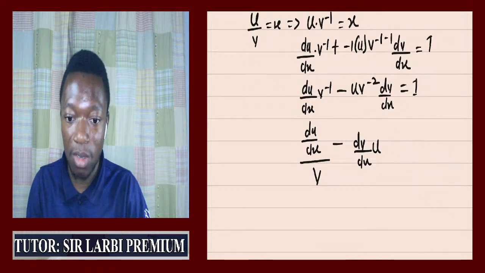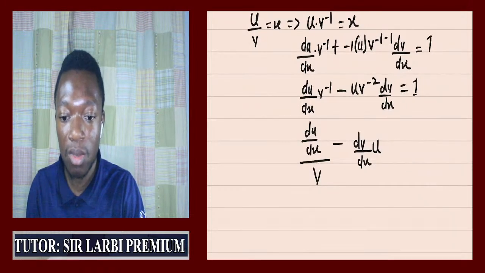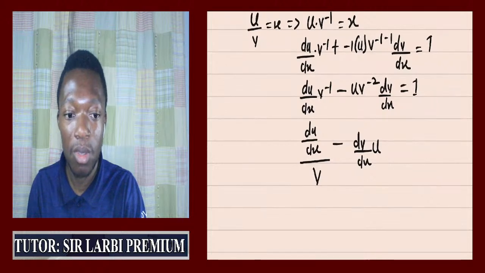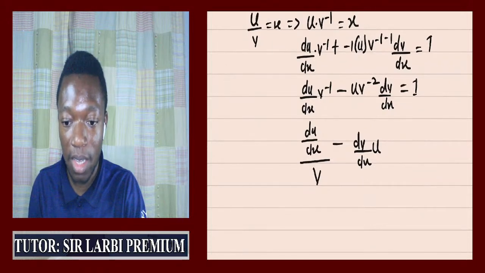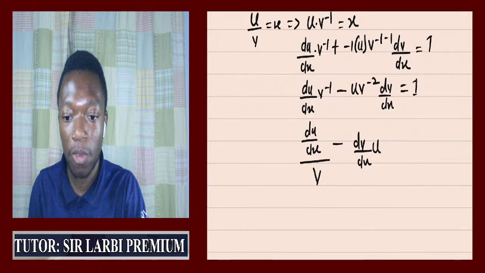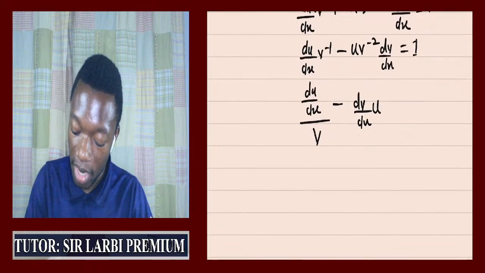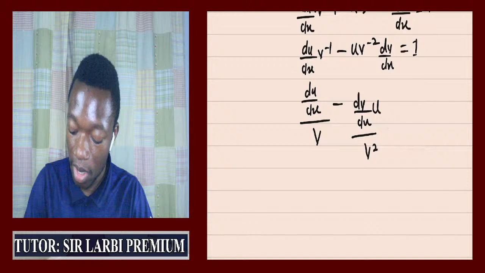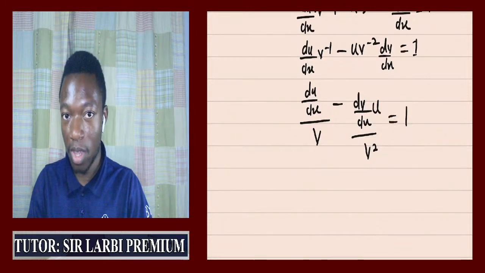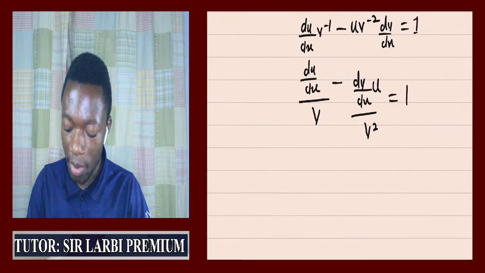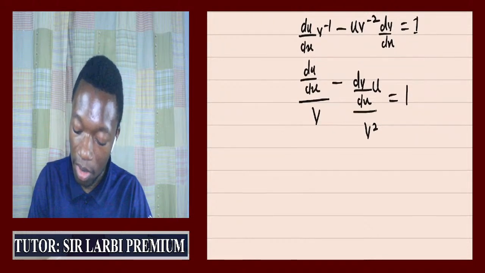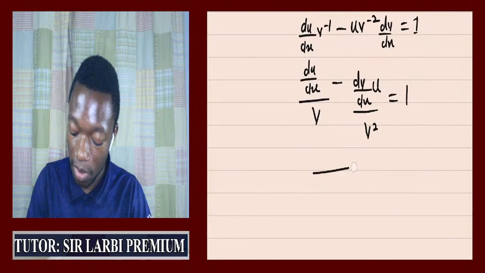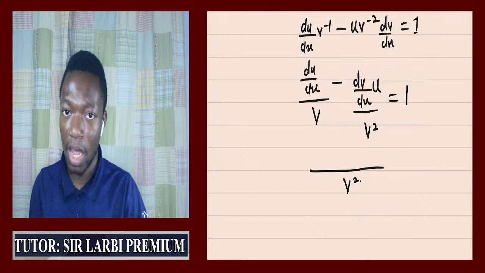So if you have any question, you can drop it in the chat so that we take it from there. So if that is the case, then we bring in here 2 as our v squared, and that should be equal to 1. Follow carefully. So now what is happening here? We have 2 divisions and 2 terms here. So we just have to find the LCM. So what is the LCM of v and v squared? It's v squared at the end of the day.